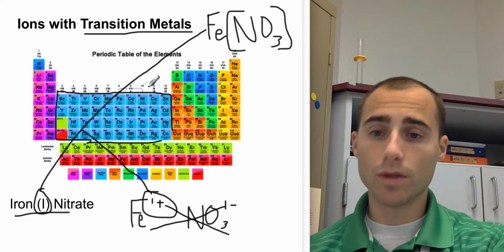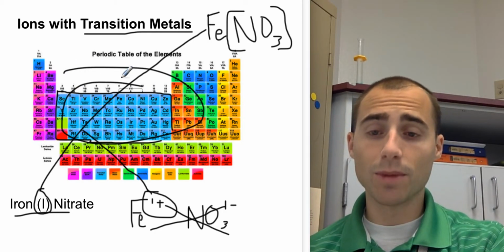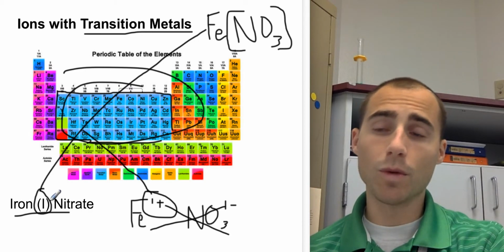So that is how we use these transition metals here in the center of our periodic table, and the reason, again, is because they can have multiple charges, like iron could be 1, 2, or 3, so we have to signify what it was.